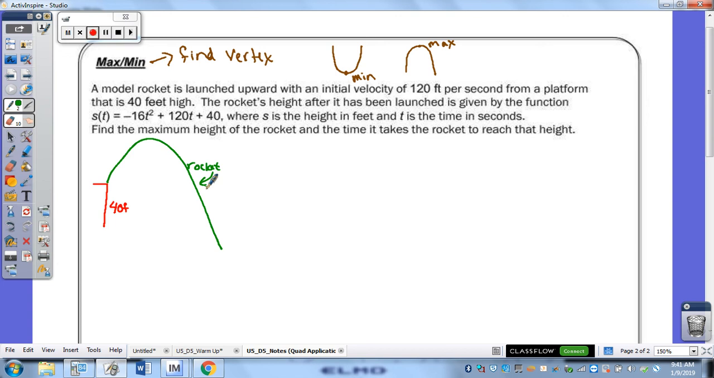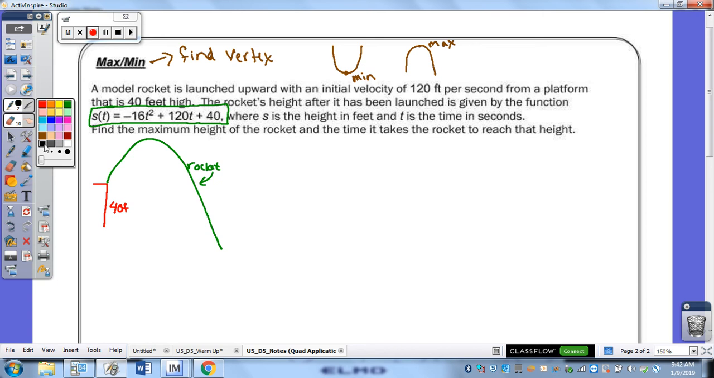So the rocket's height after it has been launched is given by this function here. Negative 16t squared plus 120t plus 40. Where s is the height in feet and t is the time in seconds. So we're dealing with feet and seconds here. Find the maximum height of the rocket and the time it takes the rocket to reach that maximum height.